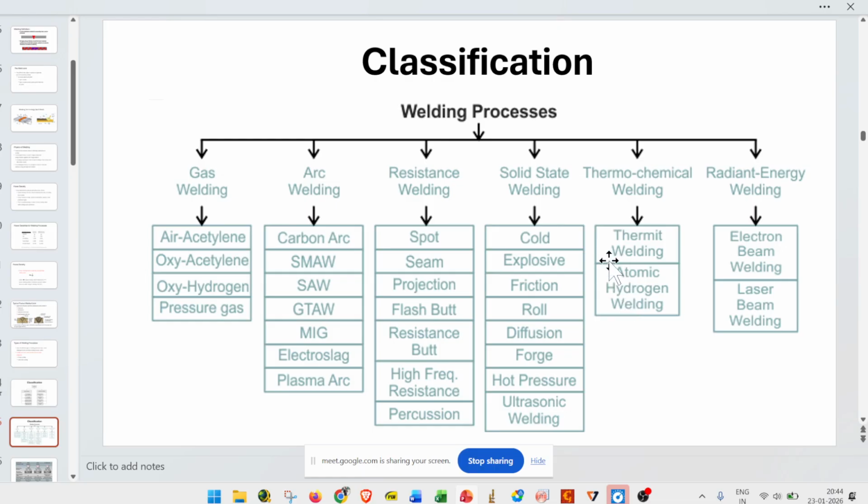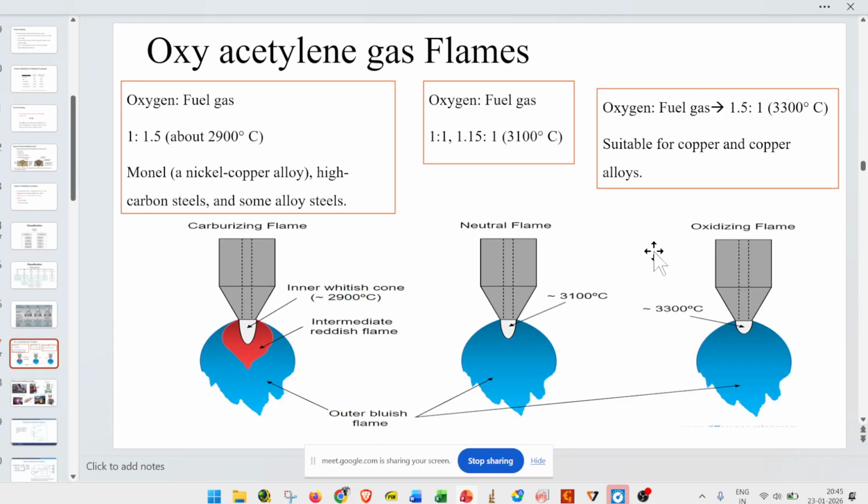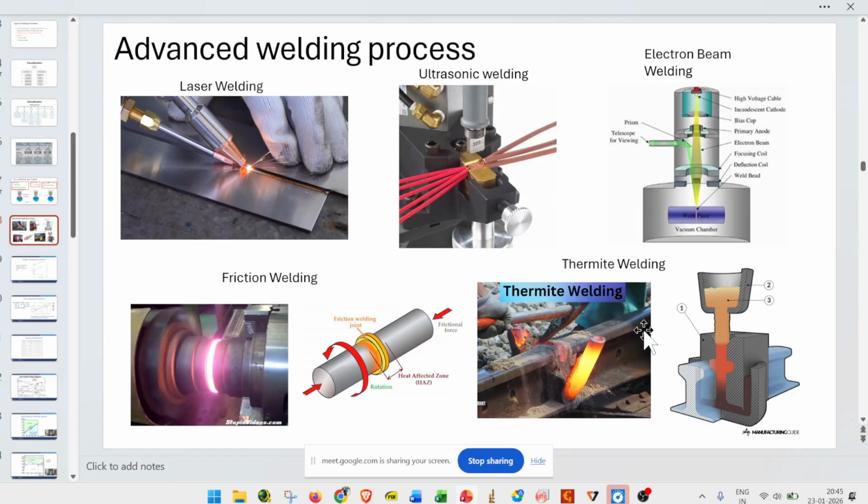And there are other sub classifications, such as thermite welding. Thermite welding is mostly used to join railway tracks. It mostly works on the principle of chemical reaction. Wherever we want to join, here you can see how thermite welding looks.